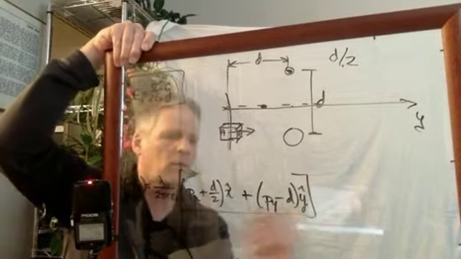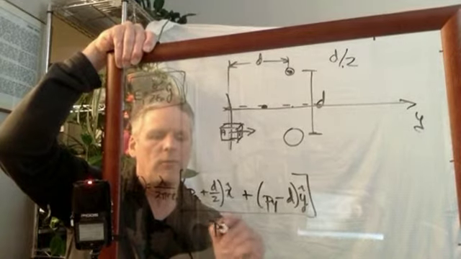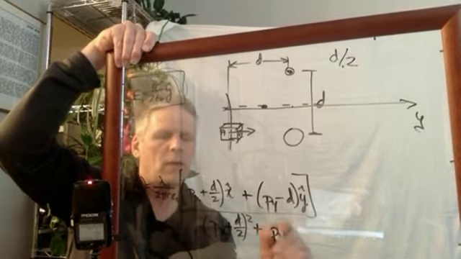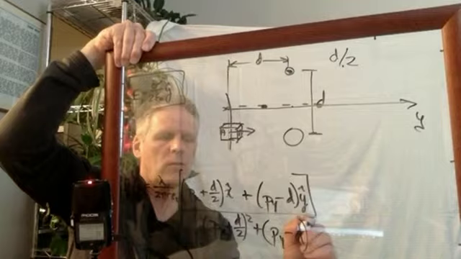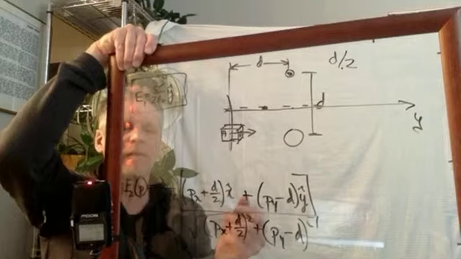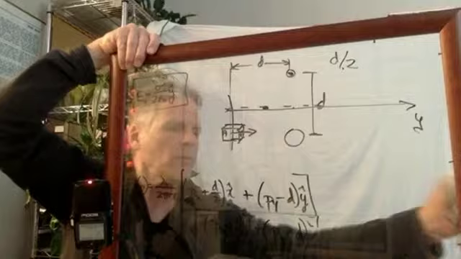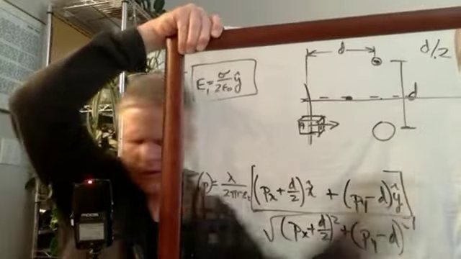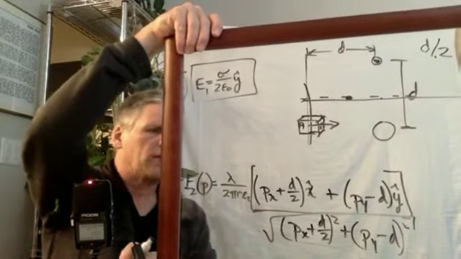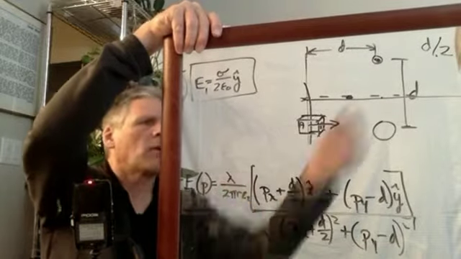And this is going to be over the square root of (P sub x plus d over 2) squared plus (P sub y minus d) squared. So that's just r. This is basically saying r hat is equal to r divided by the magnitude of r, which you guys know, and I believe it's on the equation sheet too. Okay, so I'm going to leave that like that. So that's our wire.